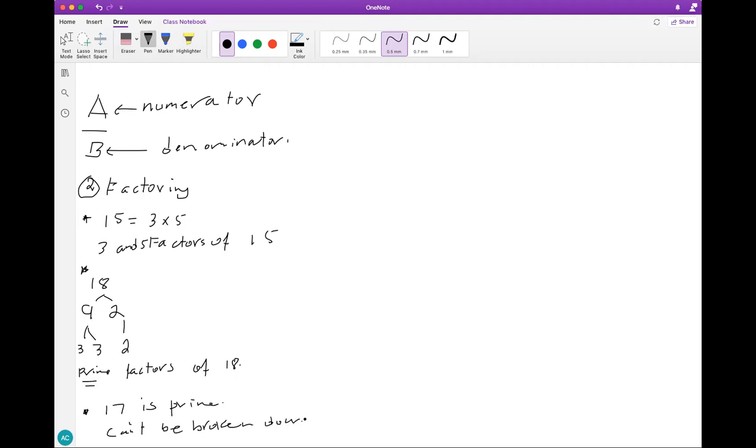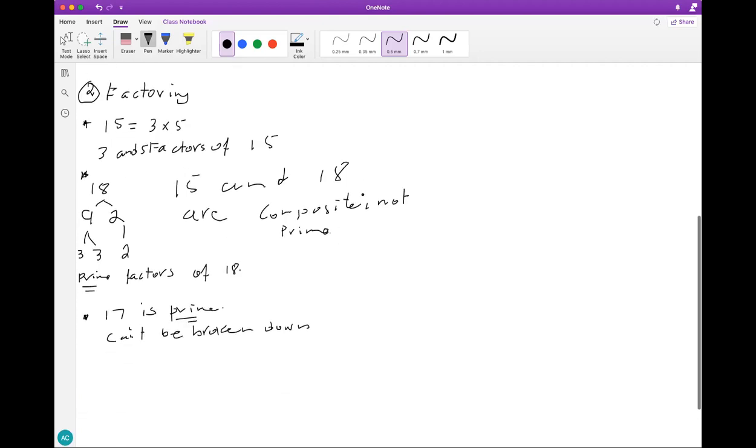Unlike 15 and 18, 17 cannot be broken down. We call this a prime number. 15 and 18 are called composite numbers because we can break them down. So 15 and 18 are composite numbers. Composite, not prime. Okay, does that make sense?